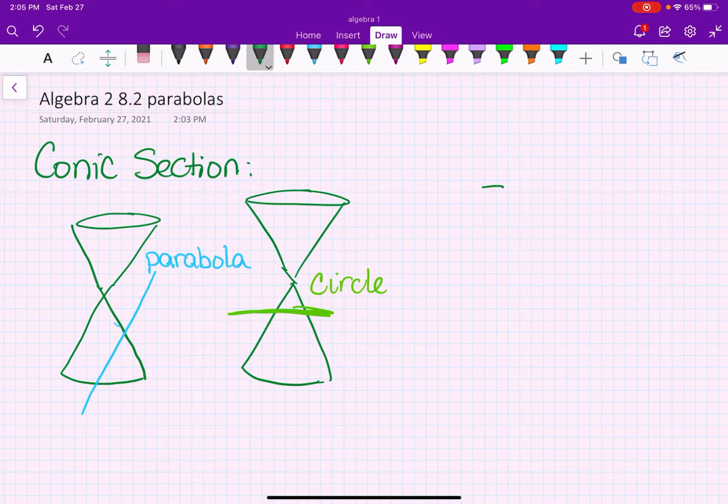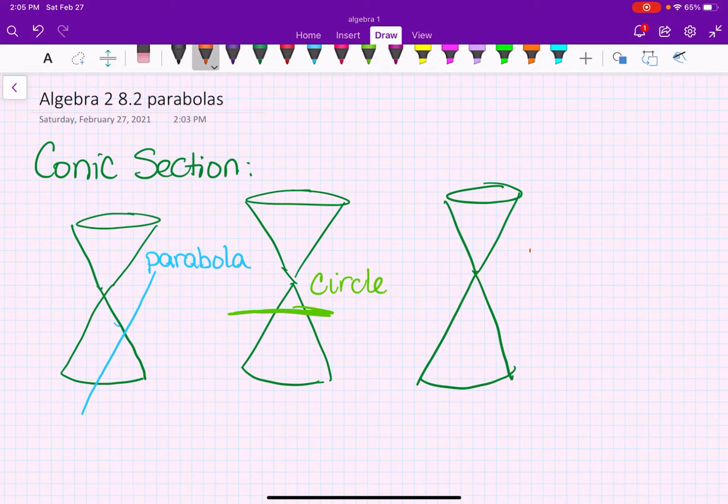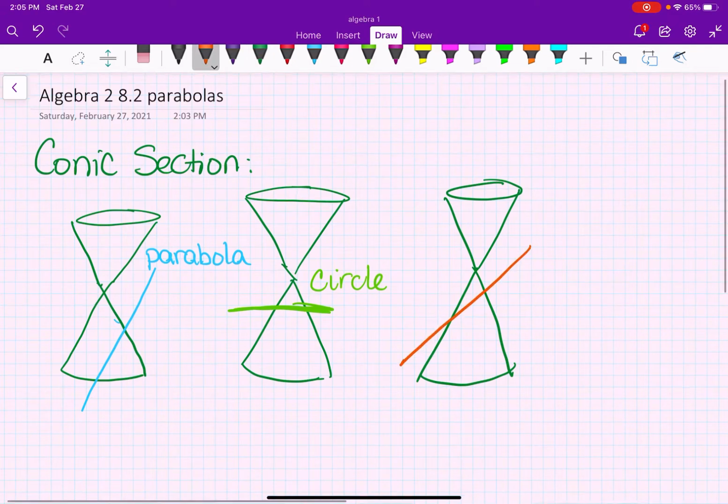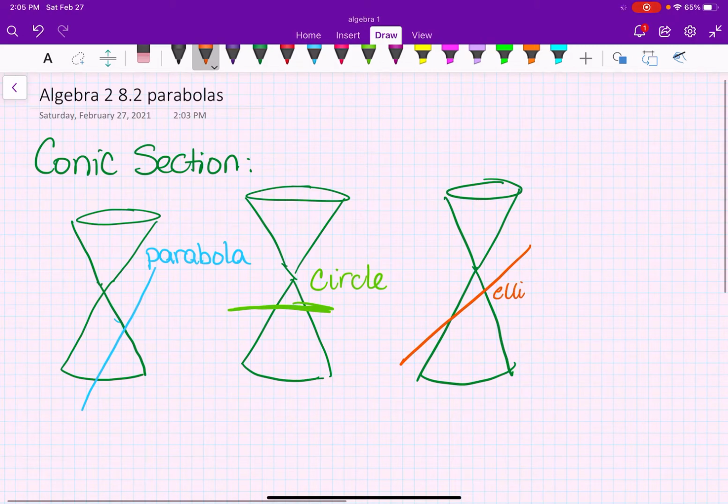If let's say you don't have a steady hand and you don't cut it straight across when you're trying to cut a circle, and you cut it this way a little bit, you're going to get an ellipse. It's like an oval, an ellipse and an oval. Okay, it's a smushed circle.